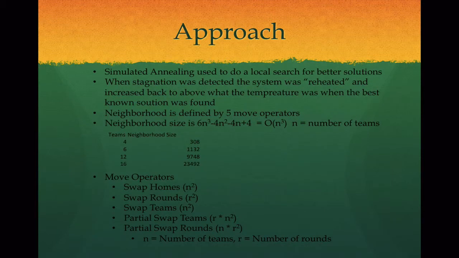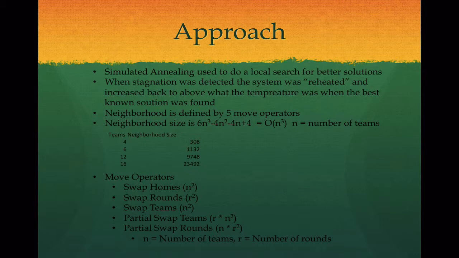The approach I used was a simulated annealing type approach. In order to try to prevent stagnation, I would reheat the system in order to promote more random type moves. For each move, it was a neighborhood of 5 different operators. The operators were swap homes, swap rounds, swap teams, partial swap teams, and partial swap rounds.